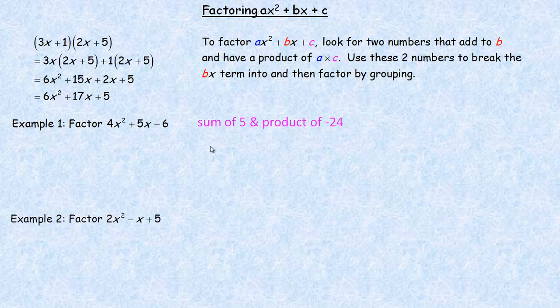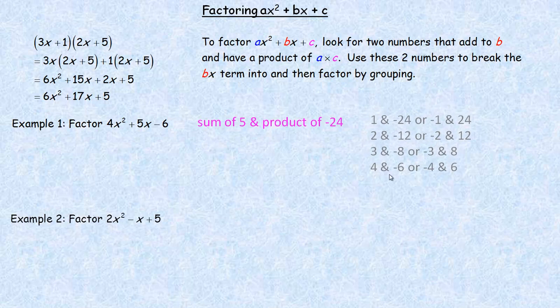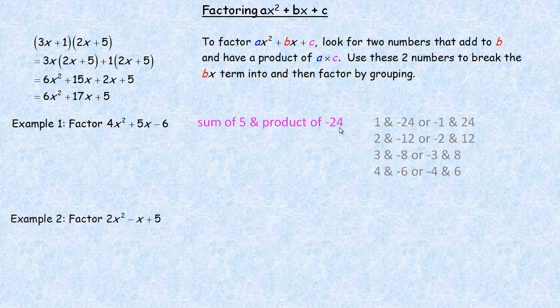Now, in this case, I'm going to write out all the numbers that have a product of negative 24. And then we'll choose from that list the ones that also have a sum of 5. So here's all the numbers. The numbers that multiply to negative 24 could be 1 and negative 24, or negative 1 and 24. 2 and negative 12, or negative 2 and 12. Notice that if the product is negative, then one of the numbers is negative and one's positive. 3 and negative 8, or negative 3 and 8. 4 and negative 6, or negative 4 and 6. So those are all the 8 pairs of numbers that multiply to negative 24.